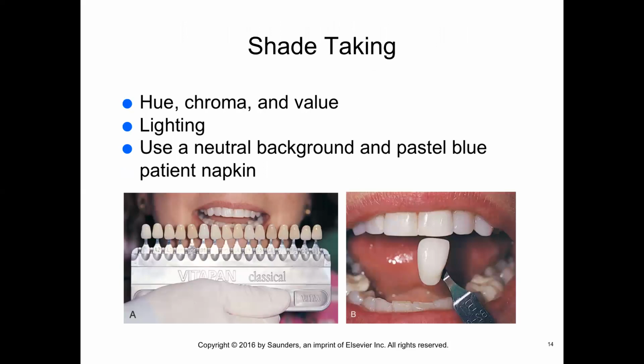So the dental assistant or hygienist may be asked to assist the dentist in choosing the appropriate shade for the restorative procedure. An inappropriate shade selection will result in a mismatch to the patient's dentition. The three characteristics that must be taken into consideration are hue, which is the color of the tooth, chroma, the intensity of the color present, and value, the amount of lightness or darkness.